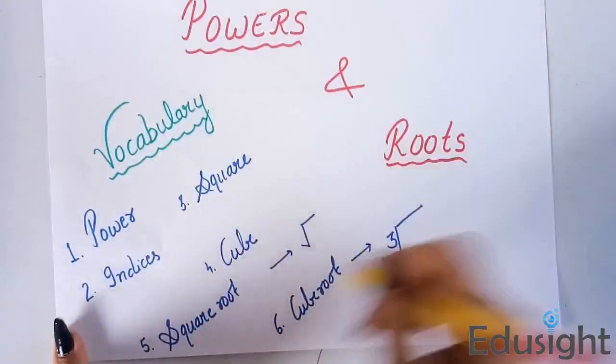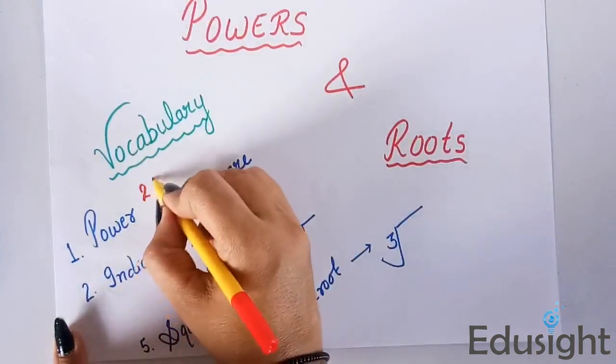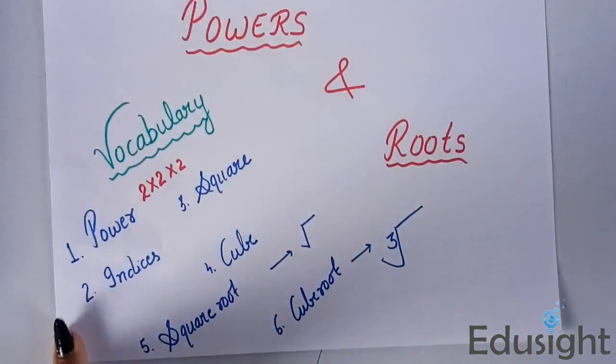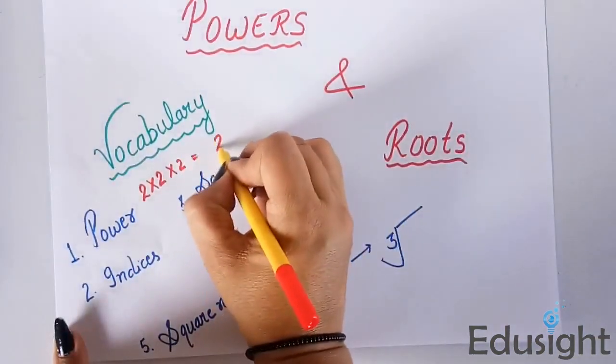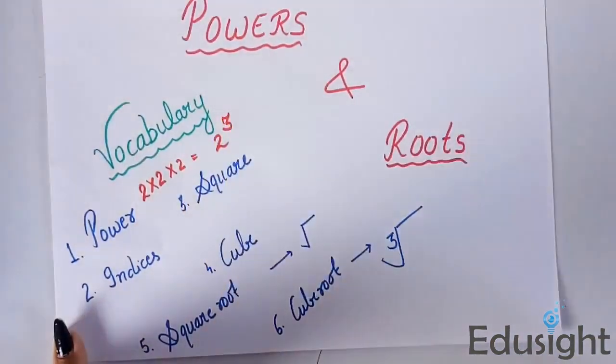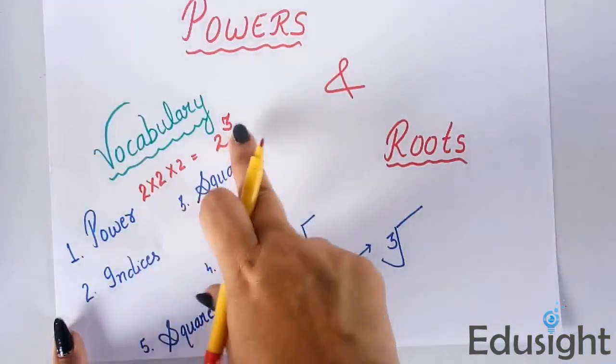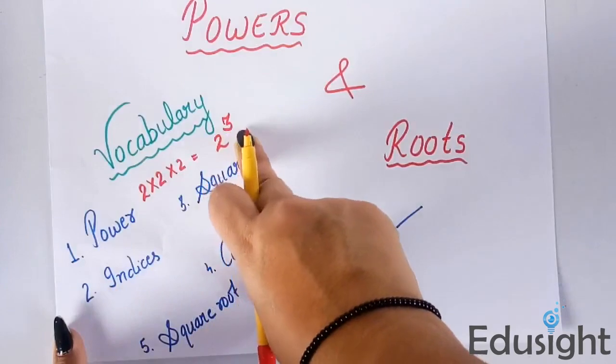That means if you multiply 2 into 2 into 2, that means 2 multiplied 3 times. So the power of 2 is 3. So here 2 is multiplied 3 times. That means 3 is the power of that number.